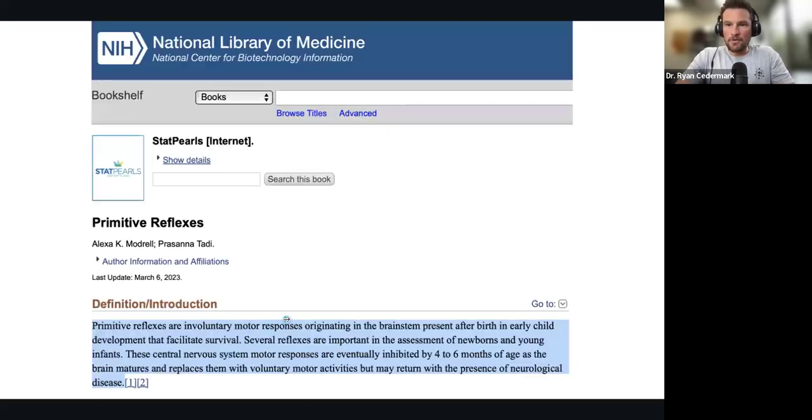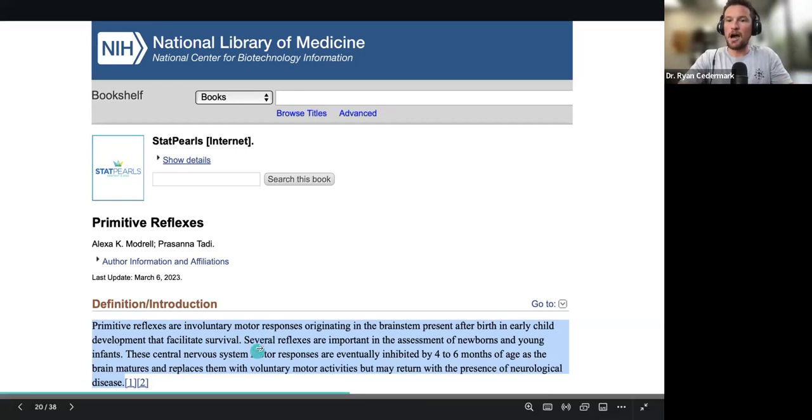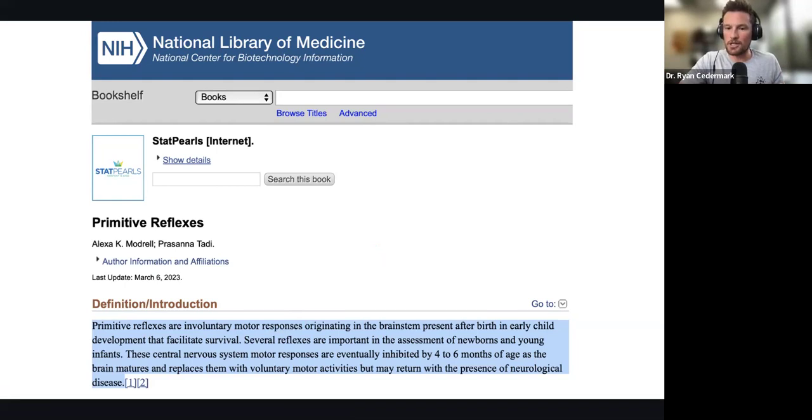I want to talk about primitive reflexes because they live in the brainstem. And if there's a brain injury and the foundation is disrupted, then I think there is a change in the way that the primitive reflexes may re-emerge. Primitive reflexes are our involuntary motor responses that originate in the brainstem. They're present after birth and in early childhood, and they're there to help us through survival. They're basically survival reflexes. They're very important. They're central nervous system motor responses.